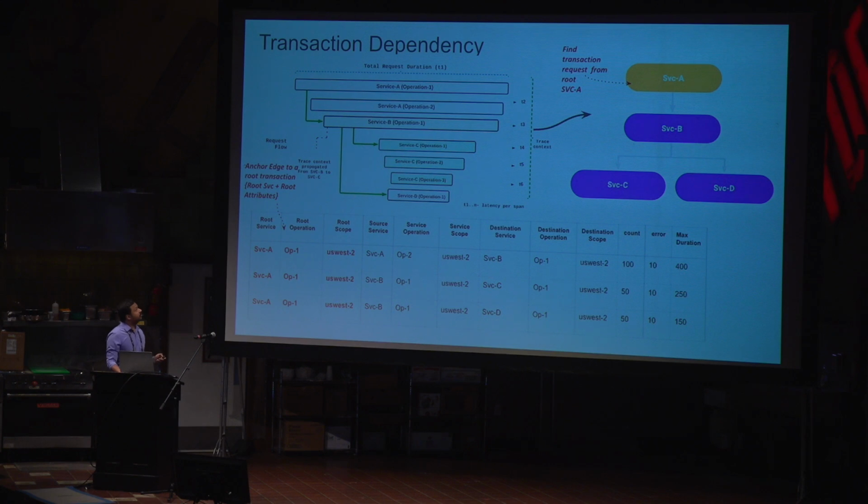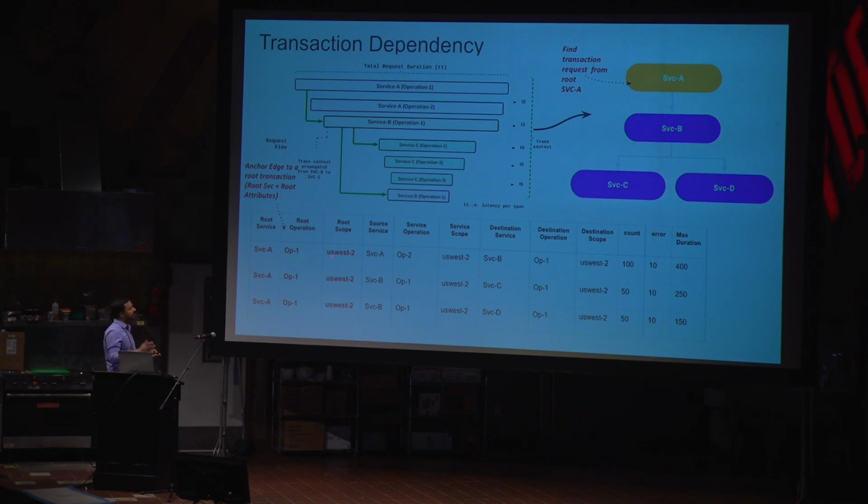Now, another thing to keep in mind is how you can use edges to actually create an entire transaction dependency. For example, consider this particular trace flow where service A is calling service B, which calls service C, and service B also calls service D. You might want to see the entire service dependency map starting from the root operation, say create account. How do you do that, right?